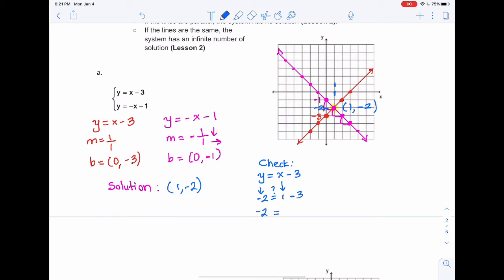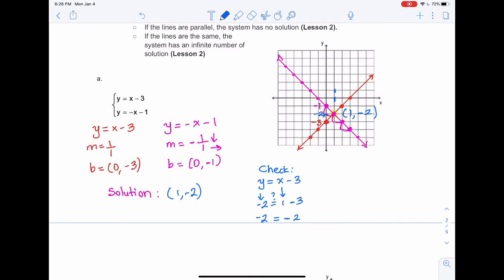-2 is equal to -2. So it worked for the first equation. Now let's check for the second equation. Y is equal to -x minus 1.